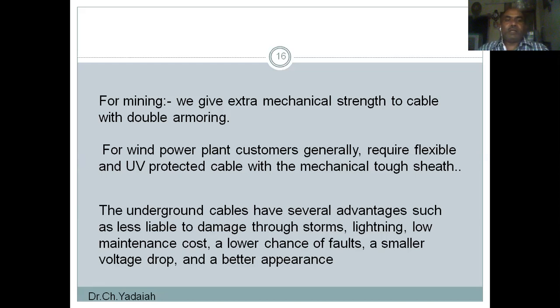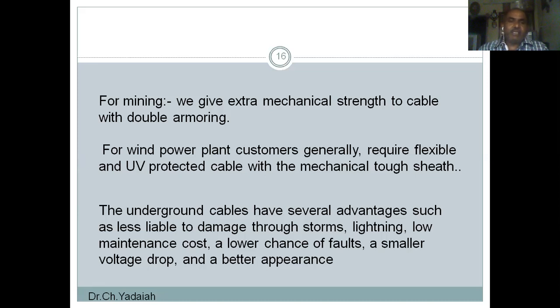Underground cables have several advantages, such as being less liable to damage from storms and lightning, low maintenance cost, a lower chance of faults, a smaller voltage drop, and a better appearance. If you observe some metropolitan cities, there are no overhead distribution lines, only underground cables. The appearance is very good and the system is also very reliable. The initial cost is more, though.